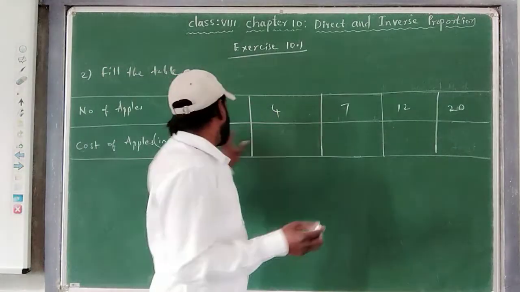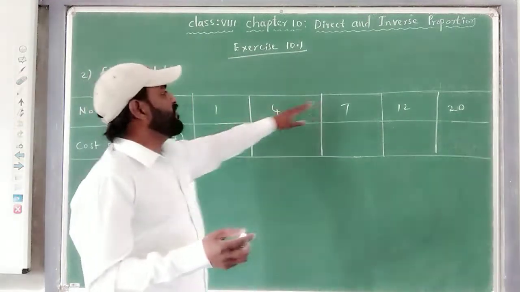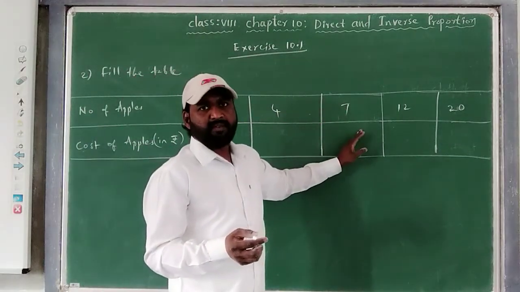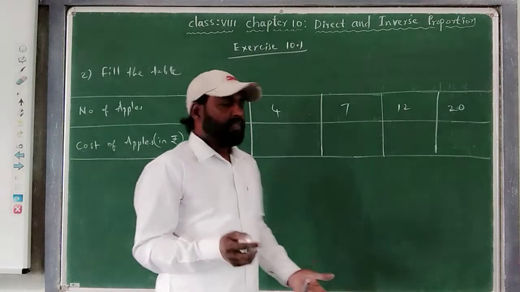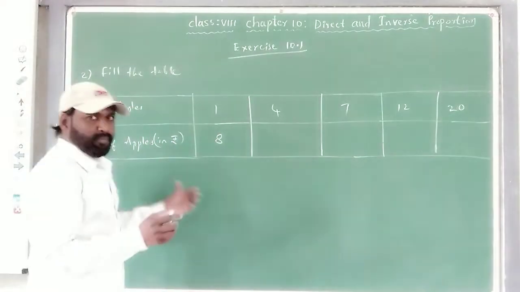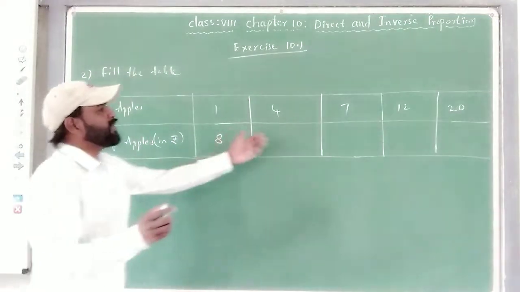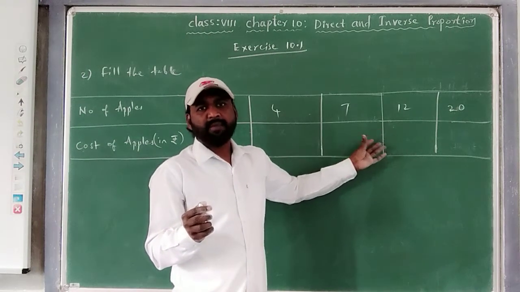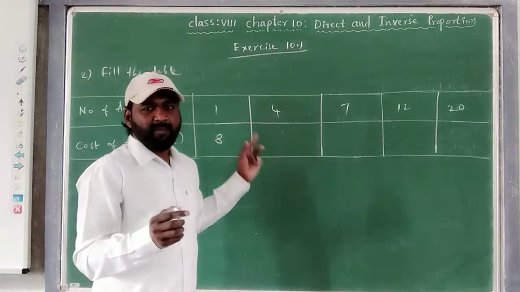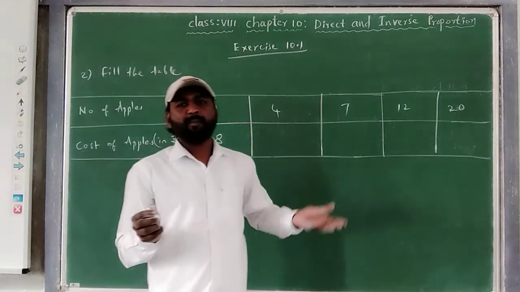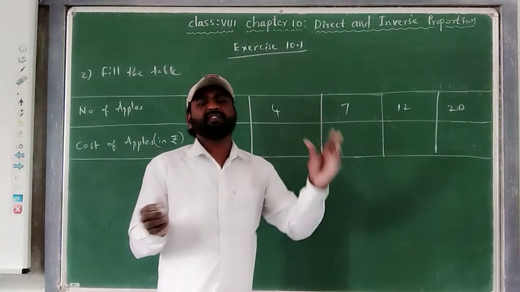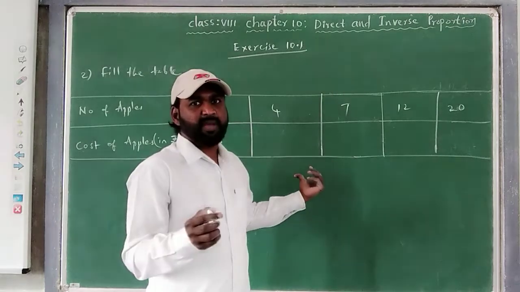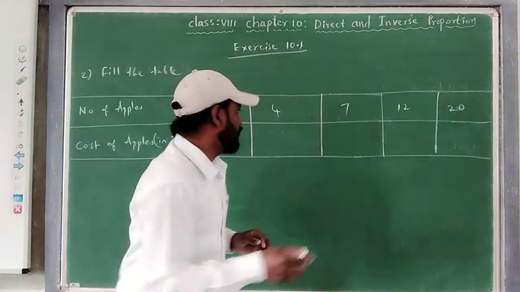Suppose somewhere it is not given, the cost of one apple, and somewhere the cost of 7 apples is given, even then you can find it out. So by using the proportion you can find, or simply, even a 5th class student can easily find out by multiplying. As the cost of one apple is 8 rupees, just multiply the number of apples you are going to purchase with the cost of each apple, 8 rupees. Easily you can find out.